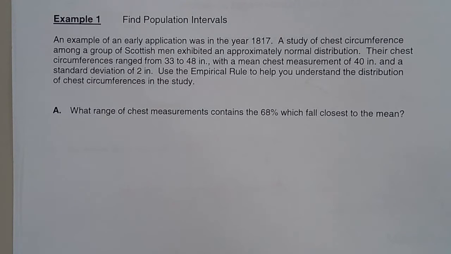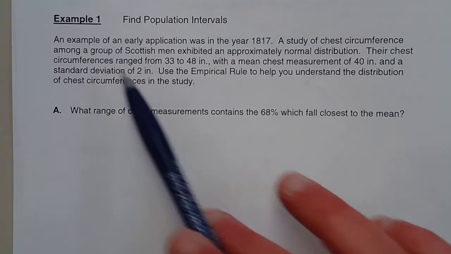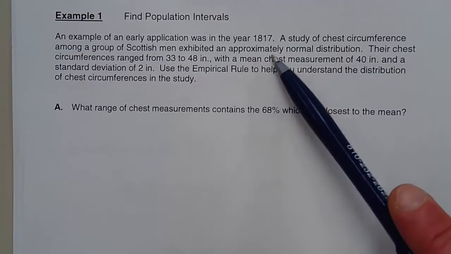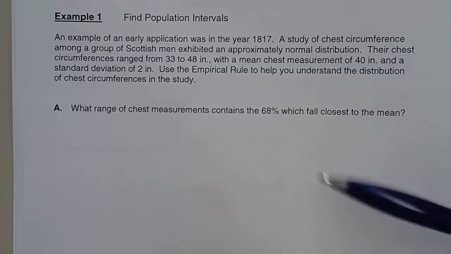An example of an early application was in the year 1817. A study of chest circumference. They measured around guys' chests, how many inches they were, among a group of Scottish men, exhibited an approximately normal distribution. So it's telling you it's normal. It's going to follow this empirical rule.